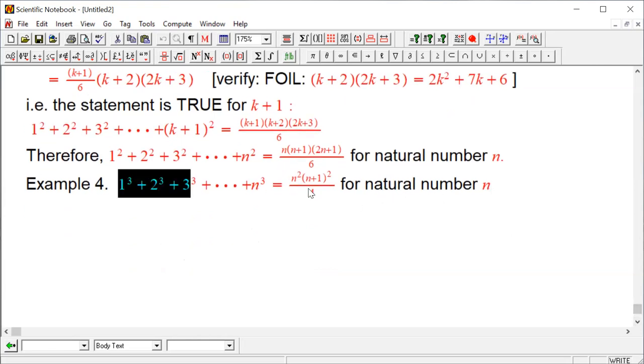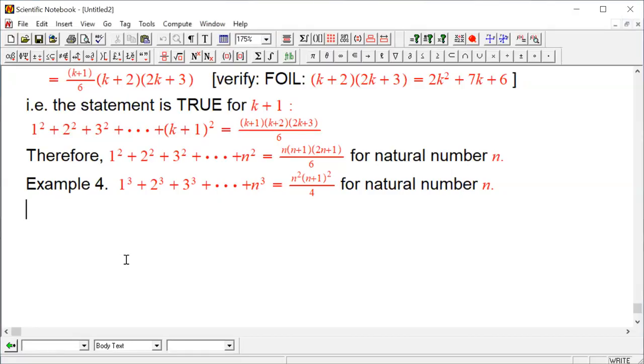So that is to be proved. Okay, so the sum of the cubes of the first n natural numbers is equal to that expression. If you would like to pause and try on your own, this is the time to do so. Okay, I hope you have tried on your own. So let's prove it together.